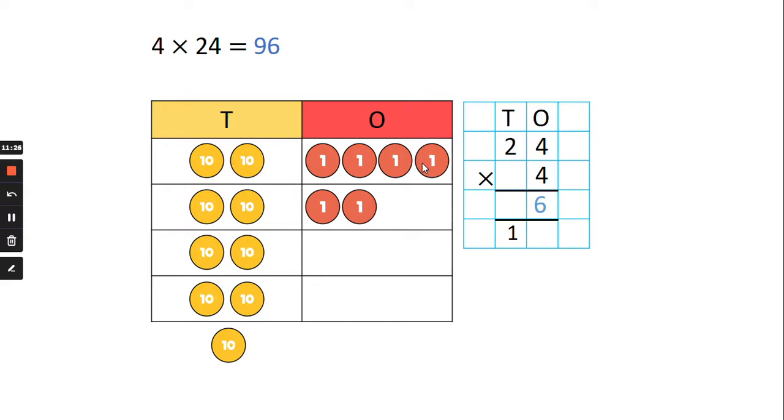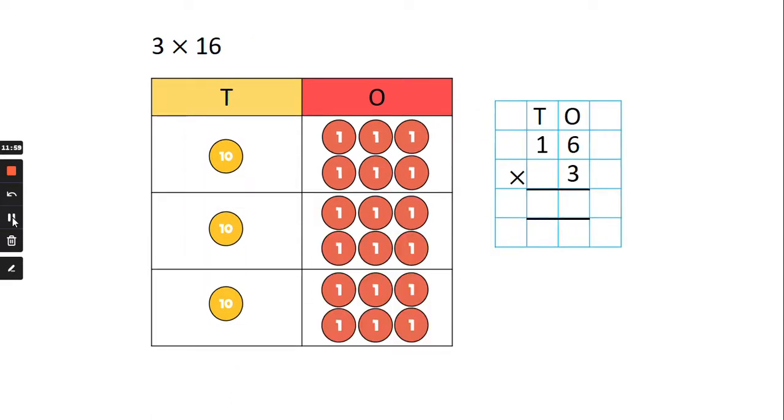Next, I look at my tens column. 20 times 4. 2 tens times 4. So I have 8 tens. But remember, we've got that extra 1 ten at the bottom. So altogether, that is a total of 9 tens, 90. So that shows how we can work this question out in our short multiplication.